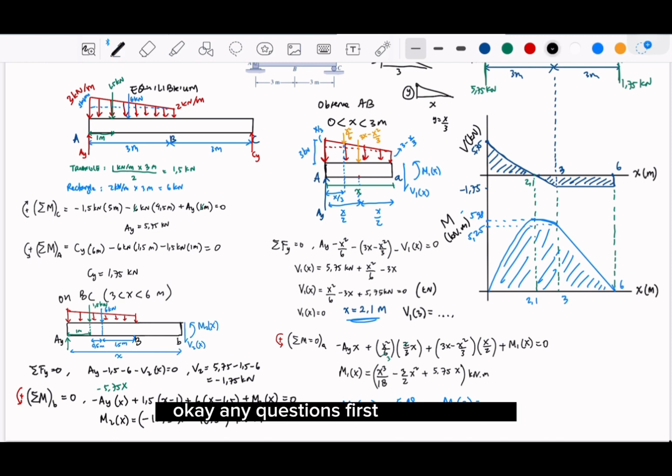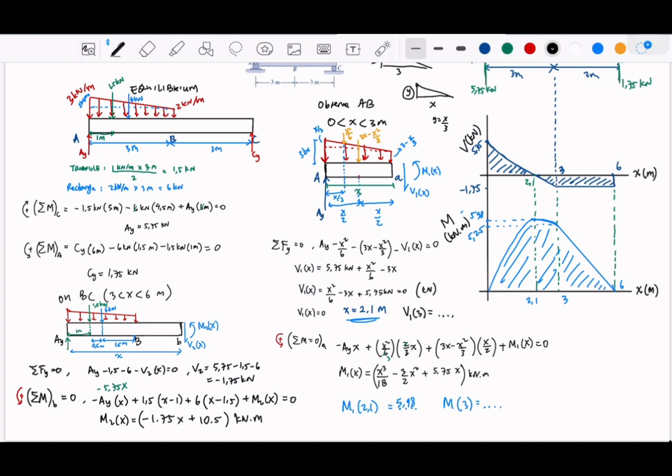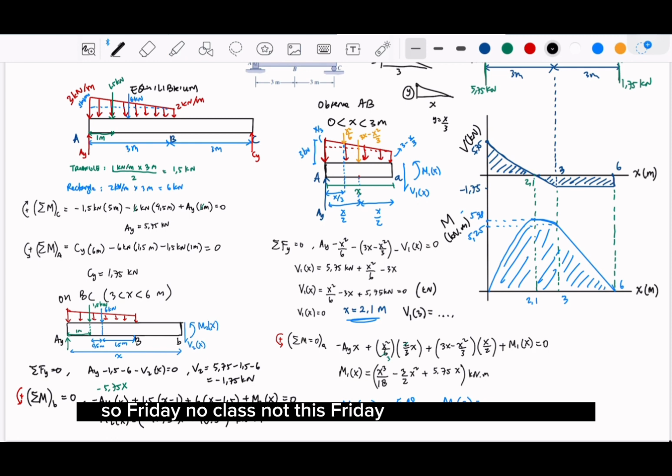Okay, any questions first from this part? Because after this, we move forward to stress in beams, chapter 7, and finish. I hope you can finish by this week. As I mentioned, formally this week we are going to finish. So next Tuesday's class will be optional. If you want to have a practice class, then maybe that Tuesday will be our practice class. And then June 6th will be our final. So Friday no class, okay, not this Friday, the next week's Friday.